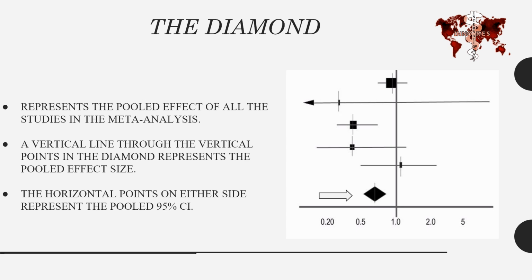The diamond at the bottom of the forest plot represents the pooled effect of all the studies in the meta-analysis. A vertical line through the vertical points in the diamond would represent the pooled effect size, and the horizontal points on either side represent the pooled 95% confidence interval.